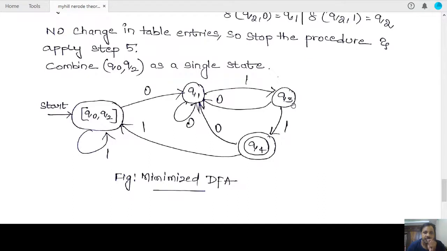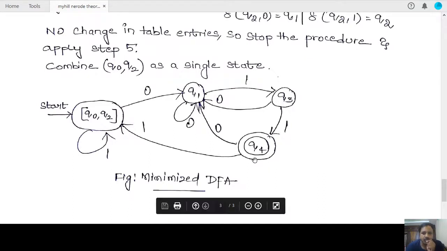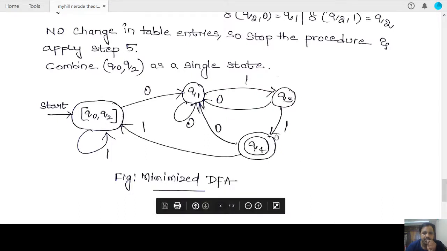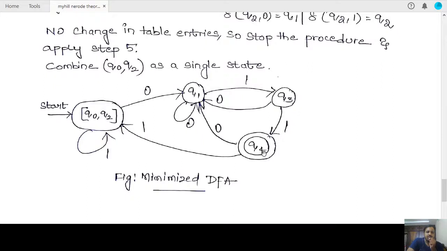Then next one: Q3 on 0 goes to Q1, Q3 on 1 goes to Q4, Q4 on 0 goes to Q1, Q4 on 1 goes to Q2. Here Q2 is already merged, so that's why we are having the transition from Q4 on 1 towards Q0 Q2. As Q4 is the final state, it will remain as it is. In the given DFA, there are 6 states, I think, 5 states. Okay, 5 states. But in the minimized DFA, we got only 4 states.